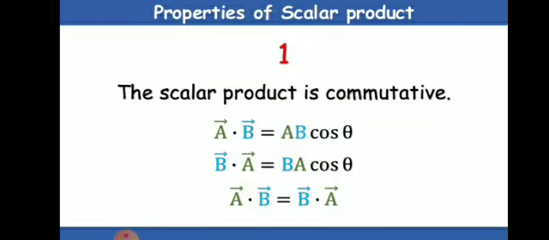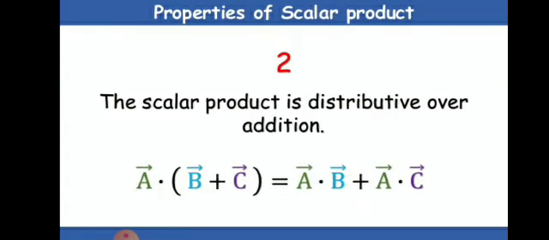Now let us see the properties of scalar product. The scalar product is commutative. We already studied that vector A dot vector B is equal to AB cos theta. So if we reverse the terms, vector B dot vector A is equal to BA cos theta. Therefore, vector A dot vector B is equal to vector B dot vector A. So the scalar product obeys the commutative law.